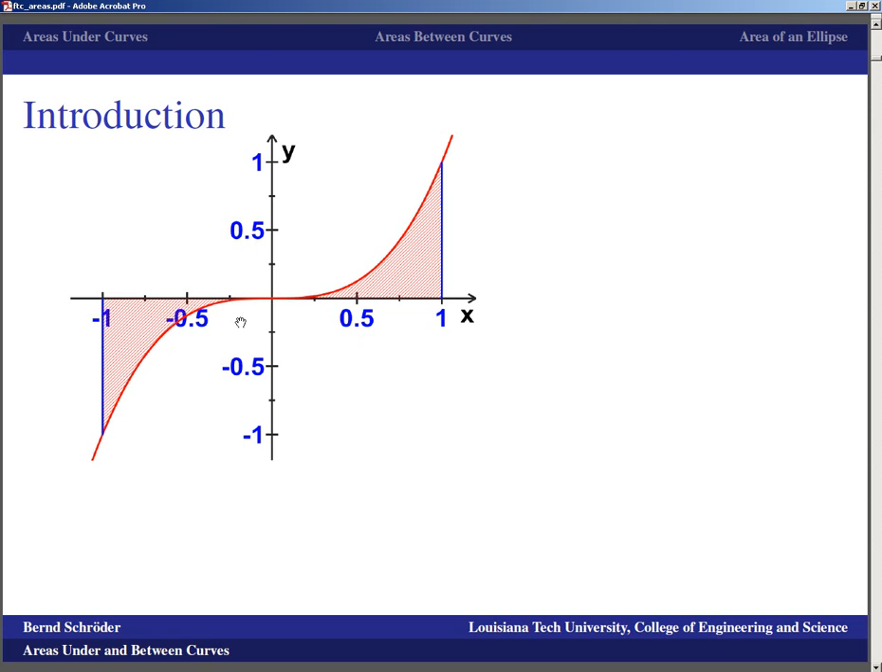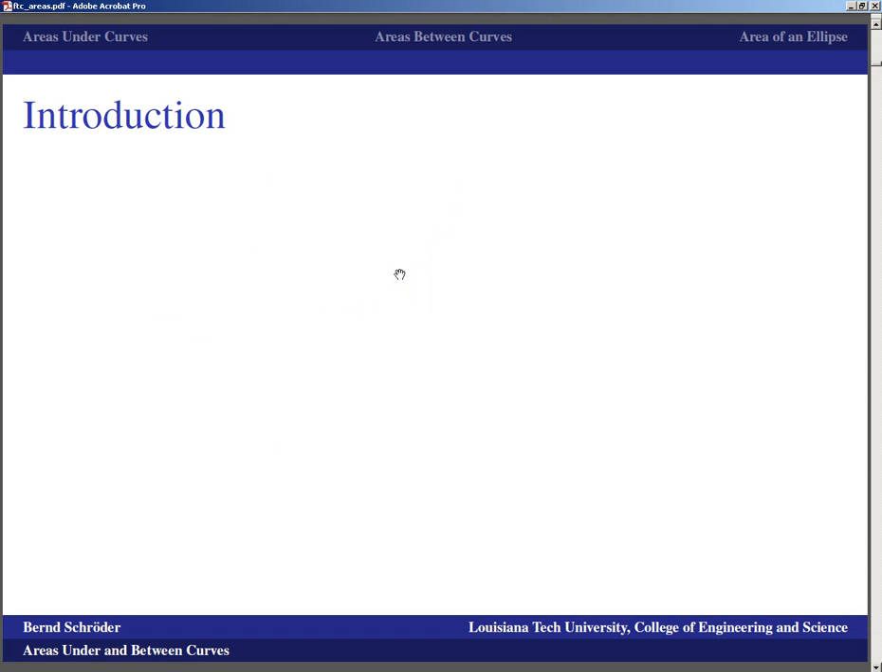Of course, we also know the solution to this riddle, and that is that if we're looking at x cubed, then x cubed bounds the area that is marked here in the picture, but this area is counted negative, this area is counted positive, and because of the symmetry of x cubed, which is an odd function, the negatively counted area here and the positively counted area here cancel each other out.